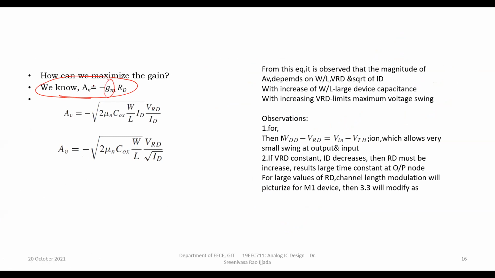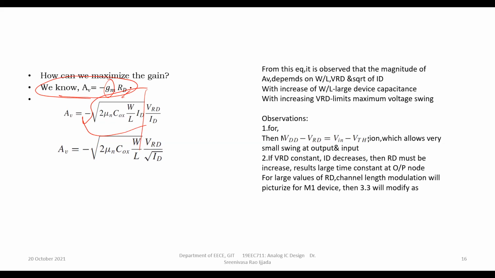What is the gm value? The gm formula I already defined: mu n Cox W by L into (Vin minus VTH). But later, two more equations we discussed. One is the square root of 2 mu n Cox W by L into ID. This is the gm value. And this is the RD value. RD means the load resistance value.